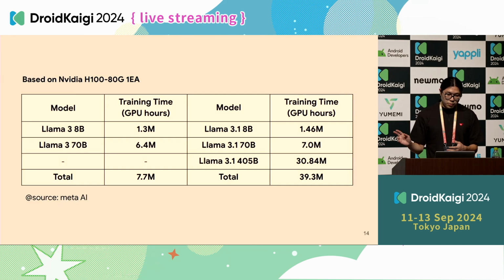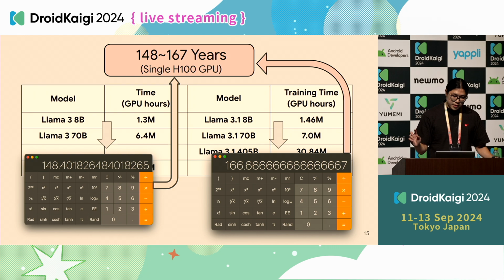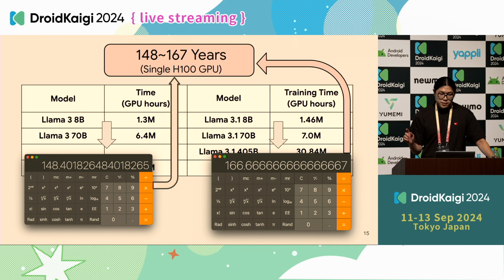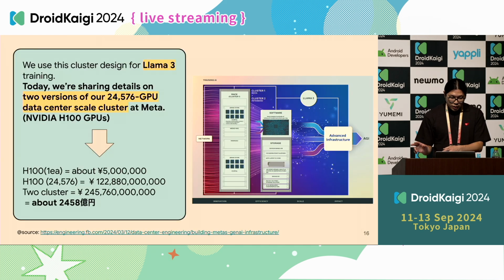As an example, here's the model card of Llama 3, which was released as open source by Meta AI. It takes 1.3 million hours to train a Llama 3 8 billion parameter model using a single GPU. If we calculate this, it means that training an 8 billion parameter model with a single GPU would take about 150 years. That's an incredible amount of time. The Llama 3 model was created using two clusters of over 24,000 GPUs. The total cost was 255 billion yen in Japanese currency.